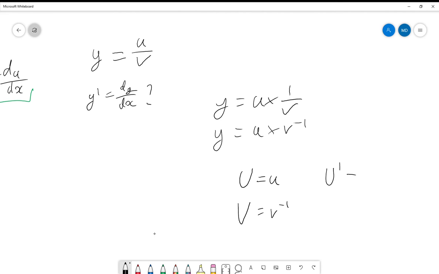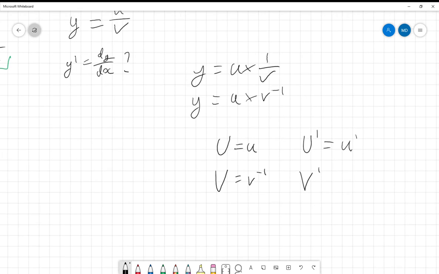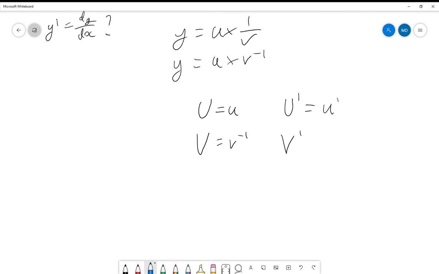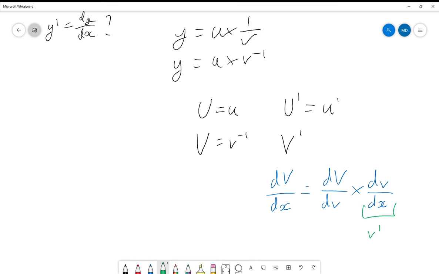U dash is really easy because capital U differentiated with respect to x is the same as u differentiated with respect to x because they are the same. But capital V differentiated with respect to x is not going to be the same. We need to think of this in terms of dV by dx, and this is where the chain rule comes into play. That's going to be dV by dv multiplied by dv by dx. Now dv by dx is easy, that's just v dash, that's the definition of v dash. But differentiating dV by dv, well, that's also easy because it's just the power rule.